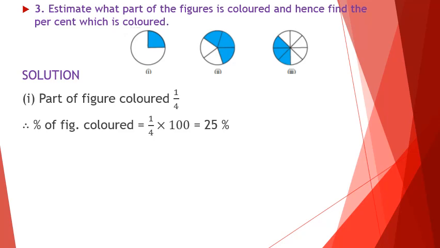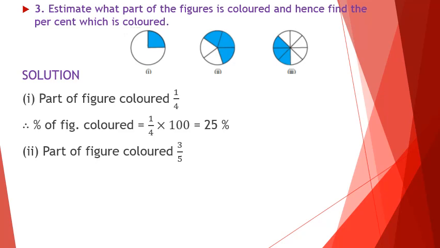Now look at the second figure. The figure is divided into how many parts? Look at the figure carefully and tell me how many parts. Yes, the figure is divided into 5 parts. Out of that, 3 parts are colored. So the part of figure colored will be equal to 3 by 5.